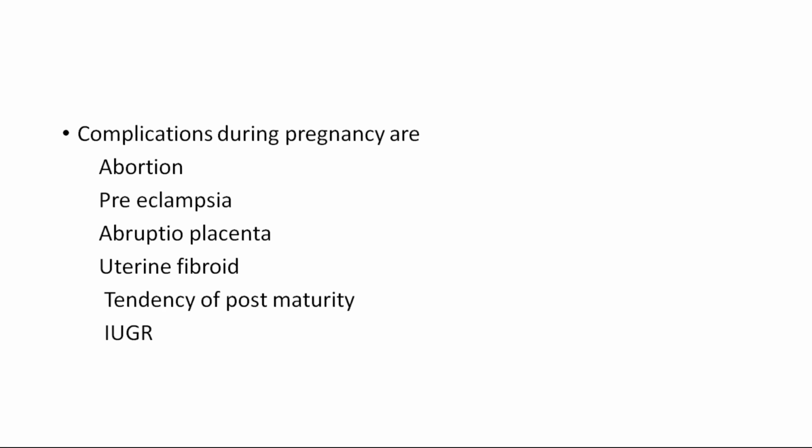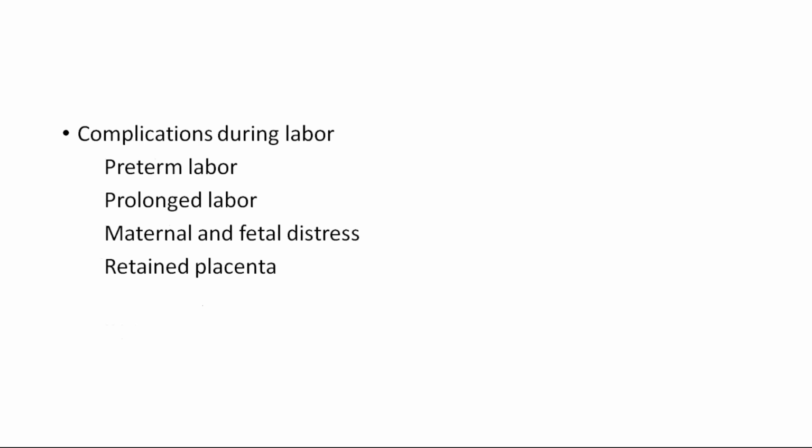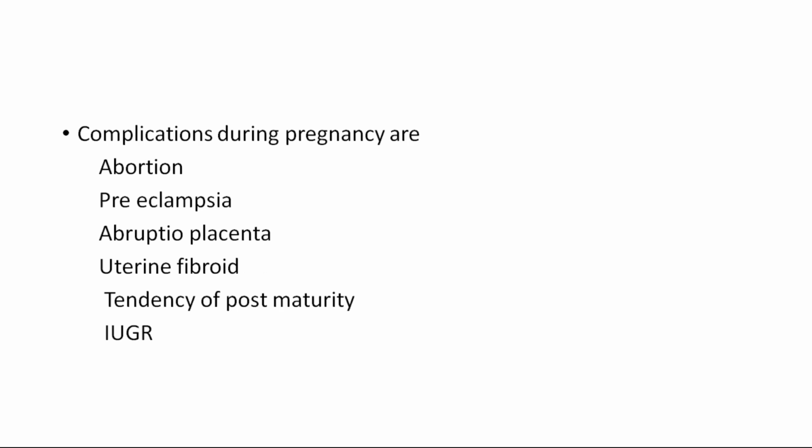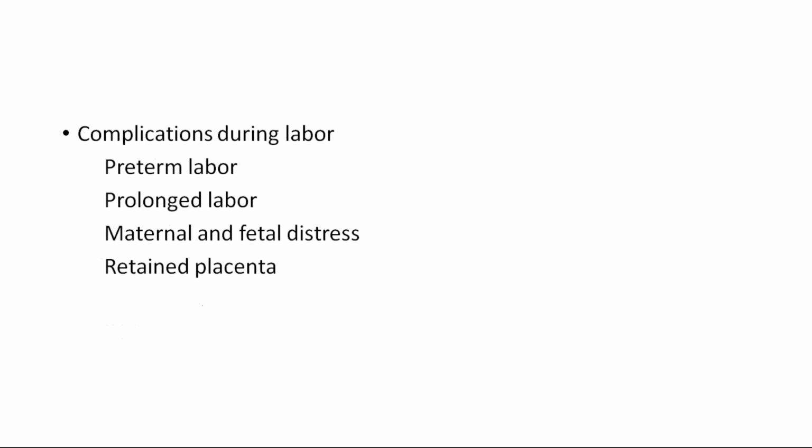And next is abruptio placenta. The placental problems, generally abruptio placenta and placenta previa, are higher among older women, and multiparity implies excessive risk. Complications like uterine fibroid, post-maturity and IUGR are also common as these women are of more age.